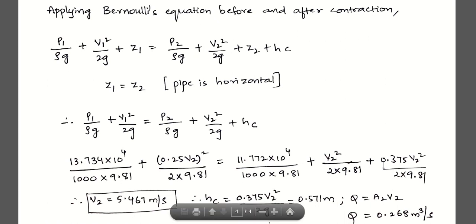Why? Because if you observe this entire big equation, we have only V2 unknown. So V2 is 5.467 meter per second. Once you get V2, you can substitute and get V1 also, but that's not required for the time being. Our question is all about calculation of head loss due to contraction. So Hc, take up this formula, 0.375 V2 square by 2g. So it will be 0.375 into 5.467 square by 2 into 9.81. I got 0.571 meters. Then you can calculate discharge by using the formula A2 V2.